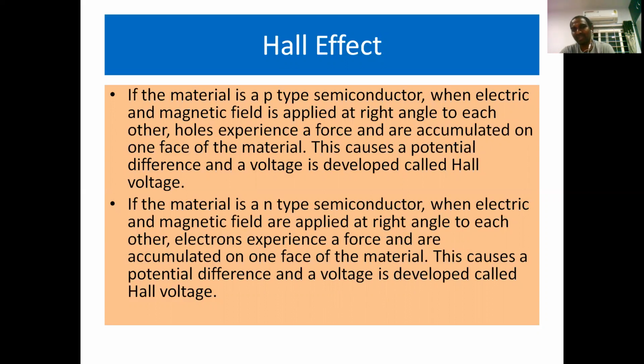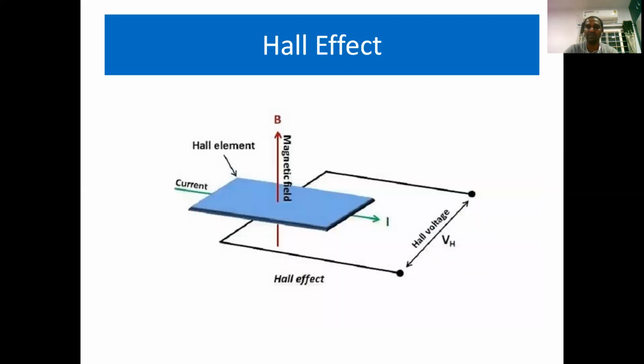And if you consider an n-type semiconductor, when electric and magnetic fields are applied at right angles to each other, electrons experience a force and they are accumulated on one face of the material. This causes a potential difference and a voltage is developed. Such a voltage is called the Hall voltage.